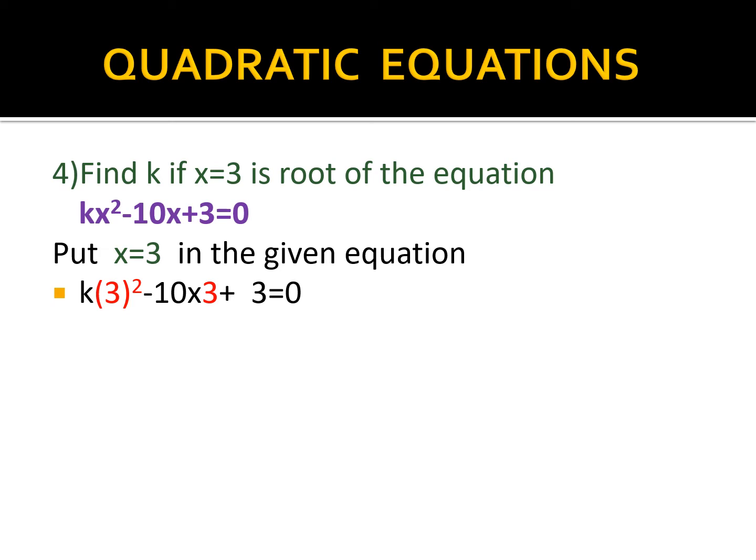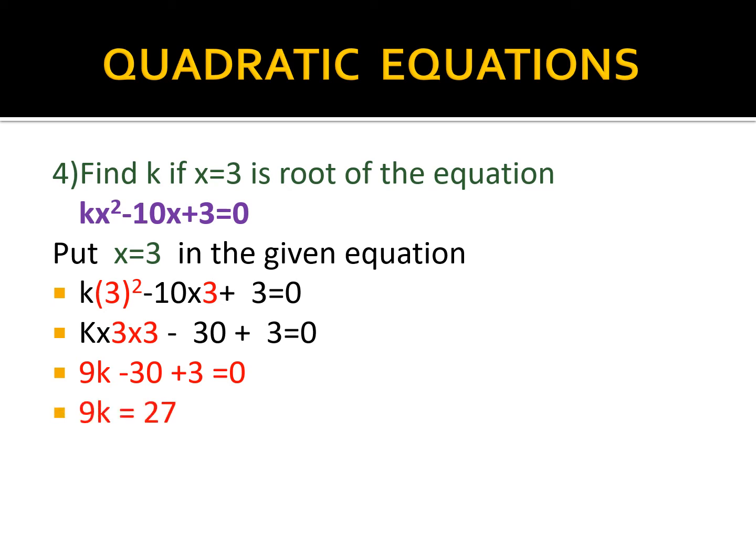3 square is 9, so 9k minus 10 into 3 is 30 plus 3 is equal to 0. 9k minus 27 is equal to 0. 9k is equal to 27, or k is equal to 27 upon 9, or the value of k is equal to 3.